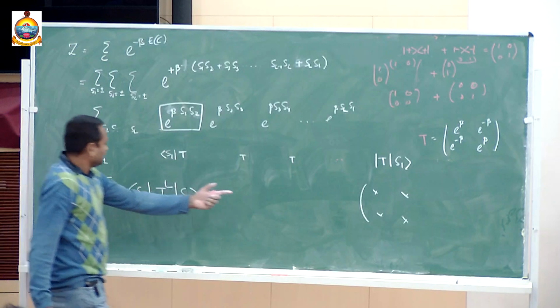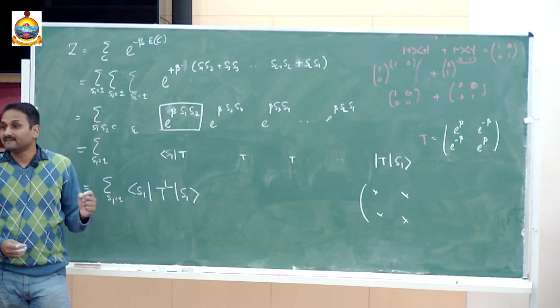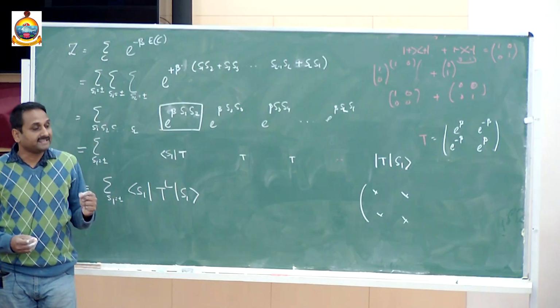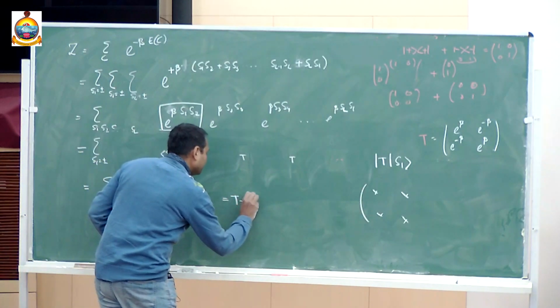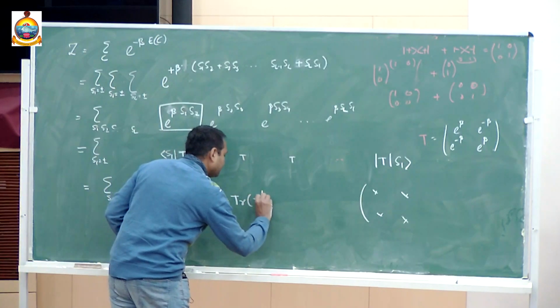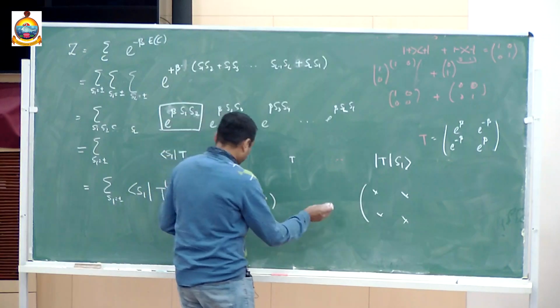Okay. So what is it called? The trace of the matrix T to the power L. So this can be written as trace of T to the power L. Okay, T to the power L. So this is what we get.